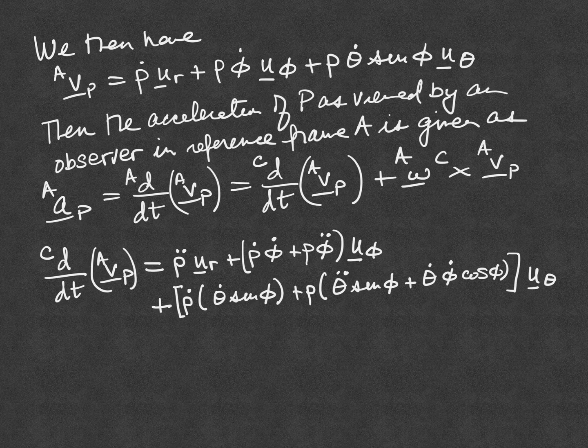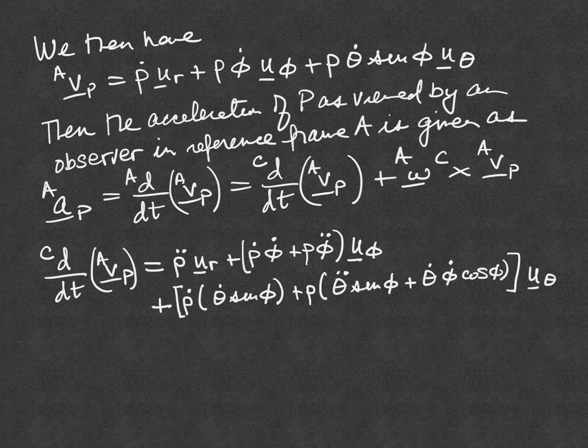I just use the product rule for differentiation. So first I have to take rho dot times the quantity theta dot sine phi, and then I have to take rho times the rate of change of theta dot sine phi, which is theta double dot sine phi, plus theta dot phi dot cosine phi.